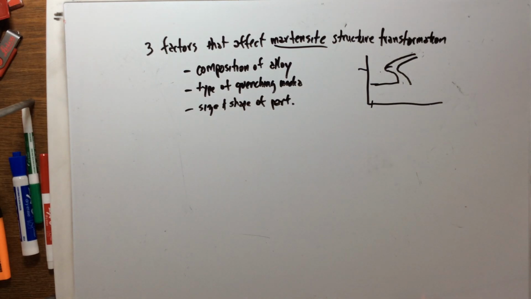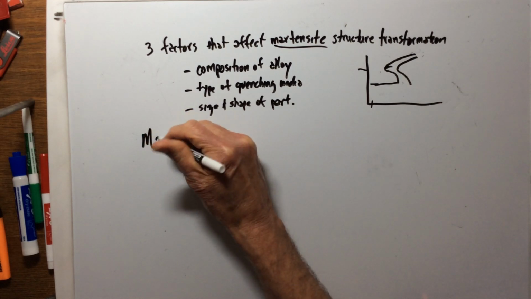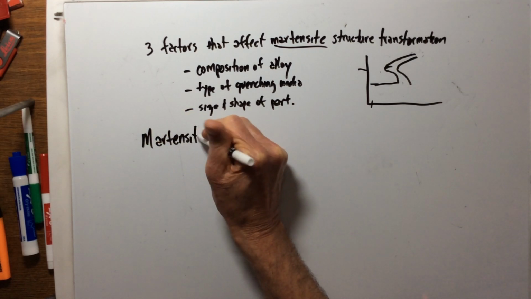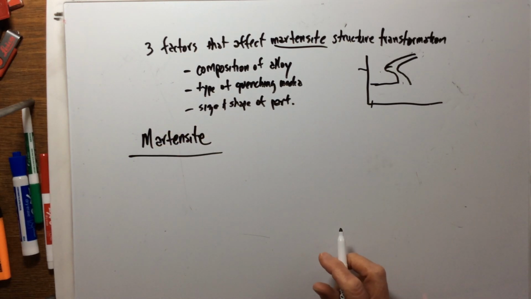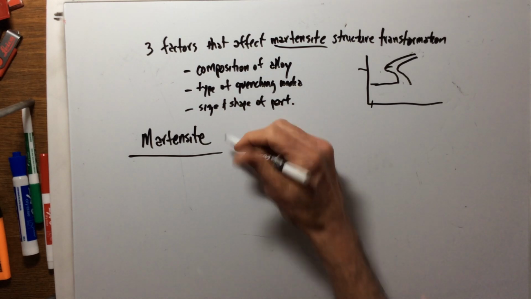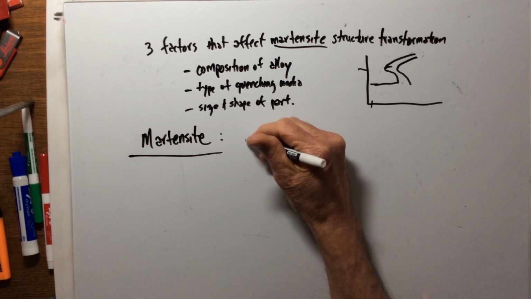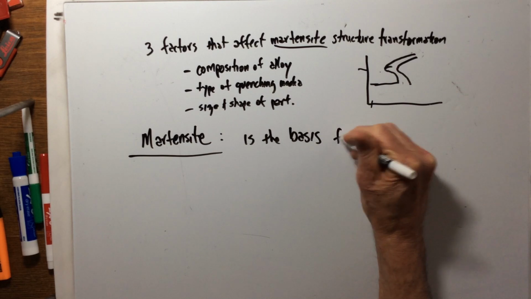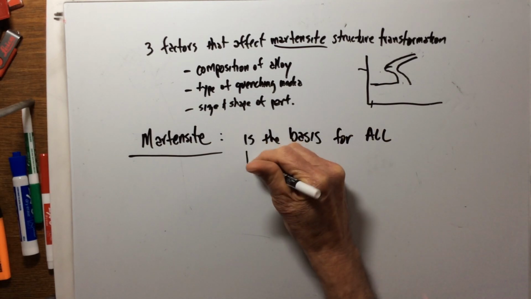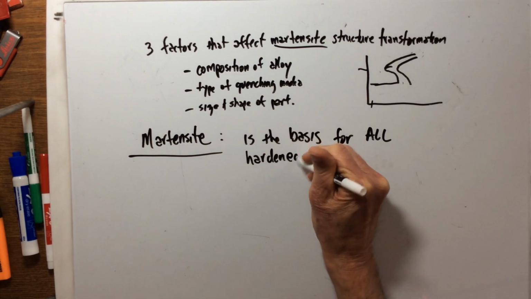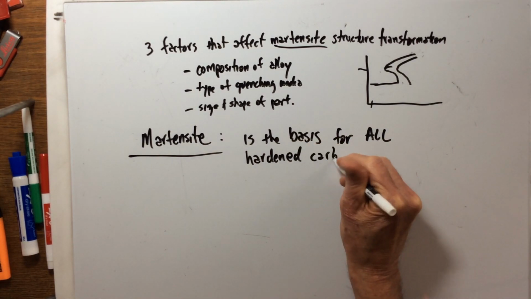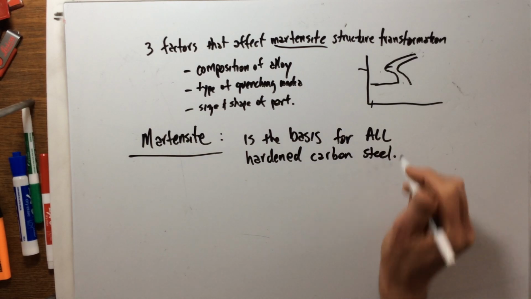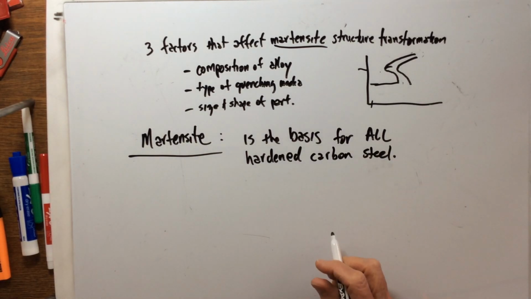Now, let's see. I wanted to talk just briefly about martensite itself. And the video is about to end, so I'm going to run out of time. But just understand that martensite, I'll start off this way, is the basis for all hardened carbon steel. All right, it is the basis for all hardened carbon steel.